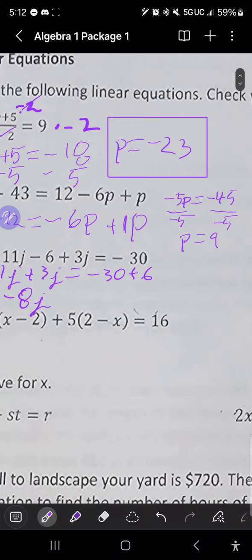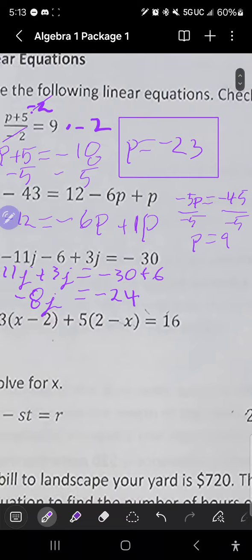In this case, it's exactly the same. We have negative 30 plus 6. Since they have different signs, it's going to be 30 minus 6, which is 24. But since the 30 is greater and has the negative sign, our result is going to be negative 24. So we have negative 8j equals negative 24. We want to solve for j, so we divide by negative 8 on both sides.